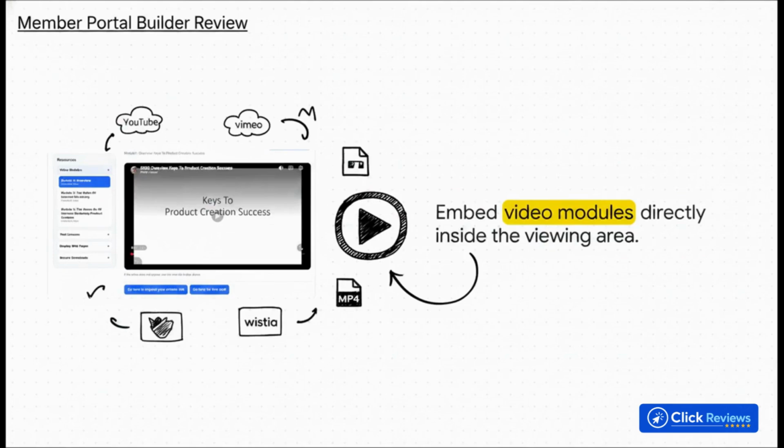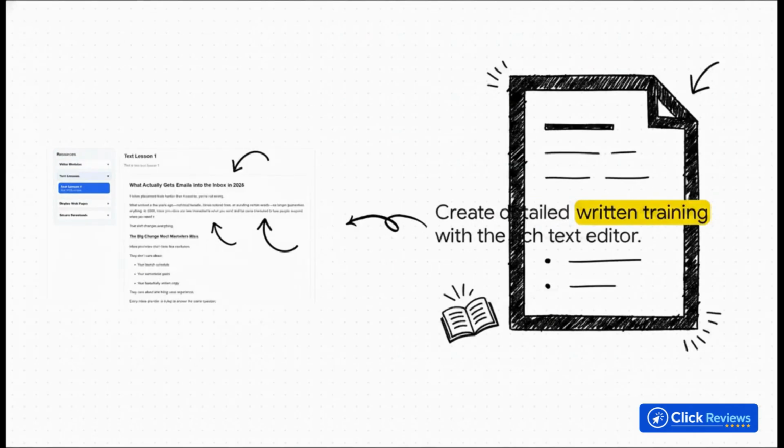Zooming in on Step 2 for a second, the video modules allow for incredibly clean course delivery. You can easily embed videos directly from sources like YouTube, Vimeo, Loom, or Wistia, and you can even upload direct video files, like MP4s. The best part? Your members watch the training right there in the main viewing area without ever having to click away and leave the portal.